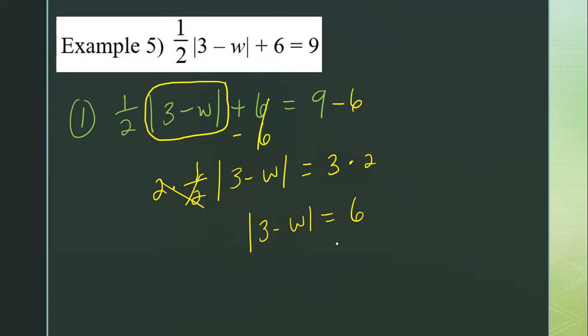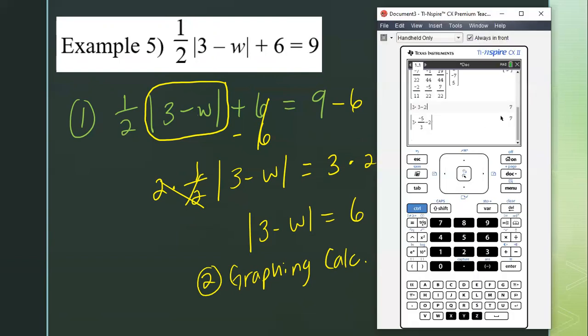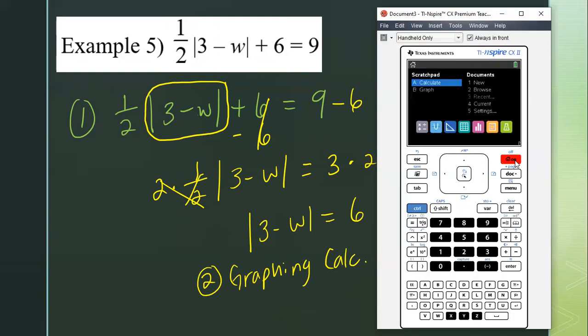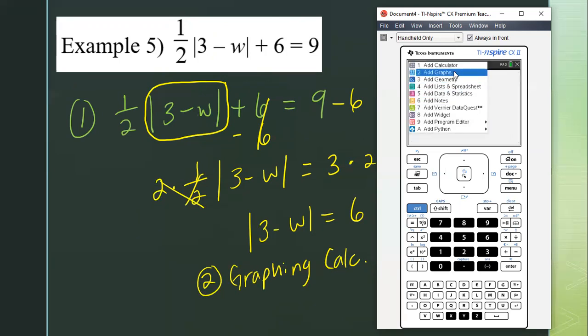Awesome. Since you did all of this work, now we're just going to learn how to do it in the calculator. So step 2 is we're going to actually grab our graphing calculator. On our graphing calculator, we're going to go home and we actually want a graph page. So I like to start a new document. I'm going to add a graph page.